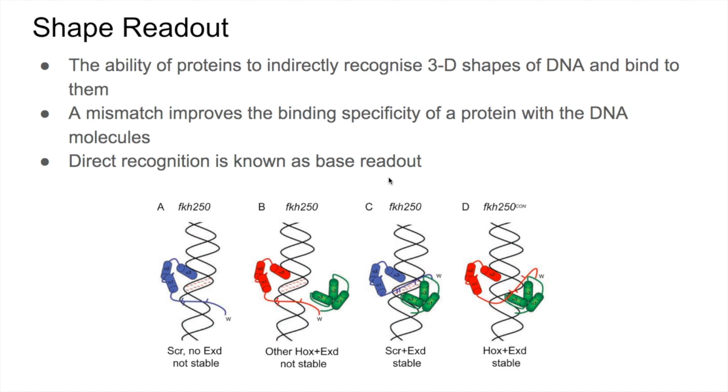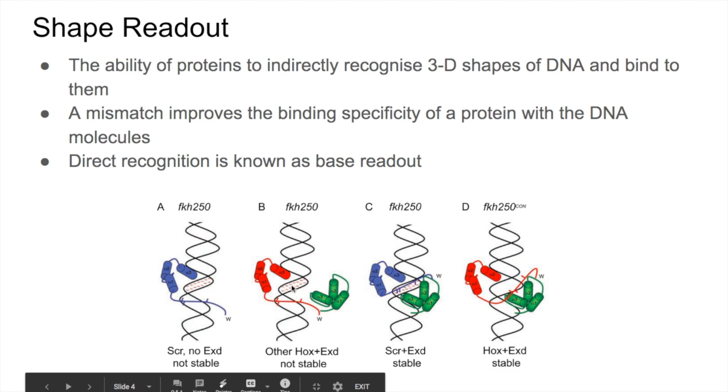But there is another type of readout that most proteins follow, and that is the base readout. And this is a direct recognition. Here, there are certain sequences in the DNA that are recognized by the protein and that allow it to bind to that part of the DNA. But in case of DNA distortion that results from mismatches, the proteins follow the mechanism of shape readout because there is an overall change in shape, and that's why they cannot specifically recognize the base sequence anymore, because that is no longer registered by the protein.